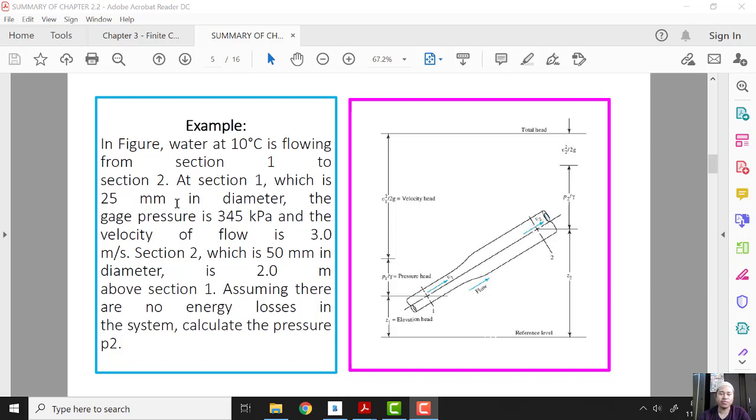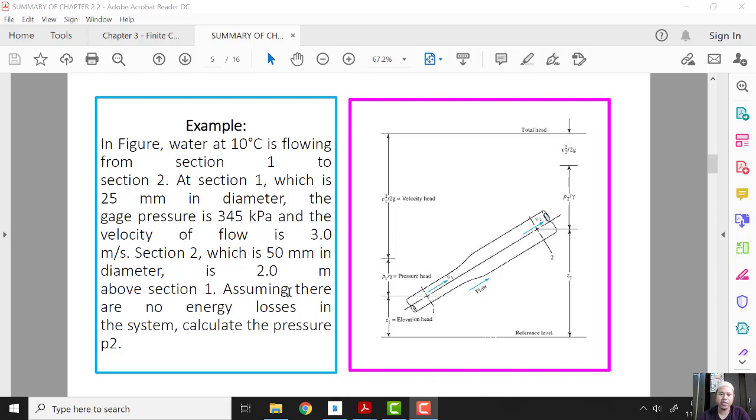The diameter at section 1 is 25 mm, and the pressure is 345 kilopascal. The velocity is 3.0 meters per second. At section 2, the diameter is 50 mm, and the elevation from point 1 to point 2 is 2 meters. The elevation is not counted from the reference level, but from point 1 to point 2.